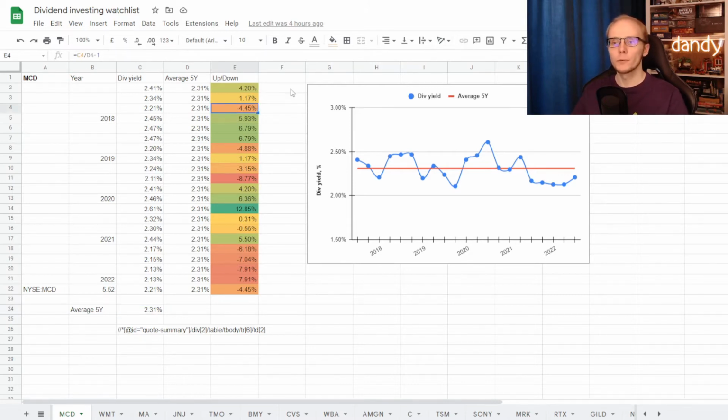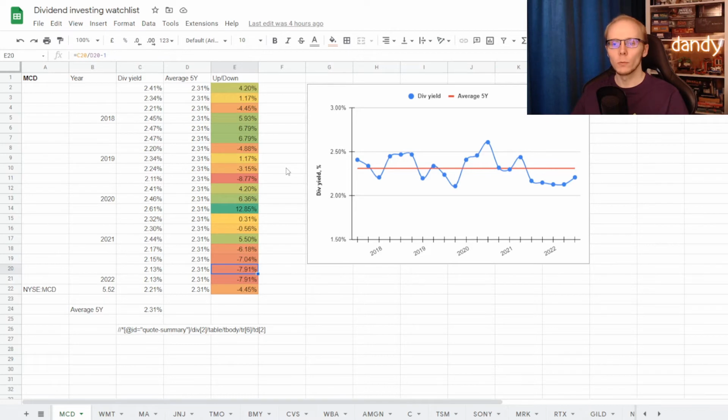So by the end of 2017, the yield was going lower to 2.21%, which is 4.45% under the 5-year average. Then in 2018, it went higher to 2.47%, 6.79% over average. The worst one was in 2019 at 2.11%, so 8.77% under the 5-year average. Then with the price dropping, the best time to buy in was in 2020, where the dividend yield was at 2.61%, so 12.85% over average.